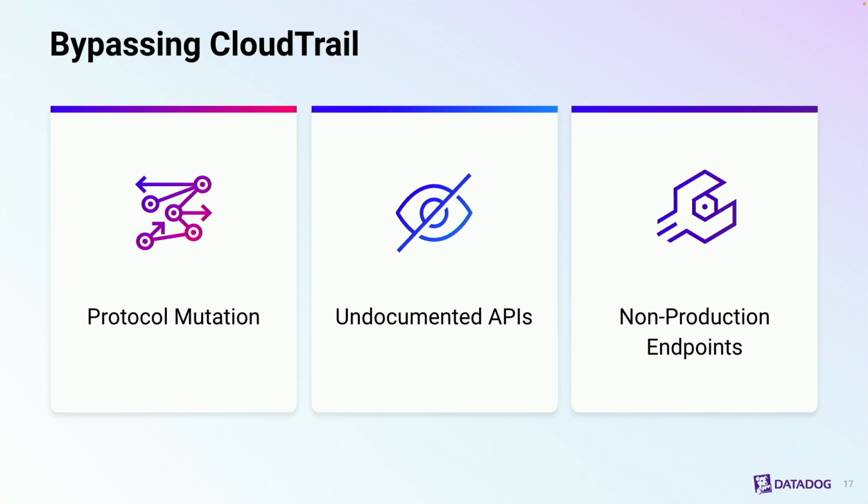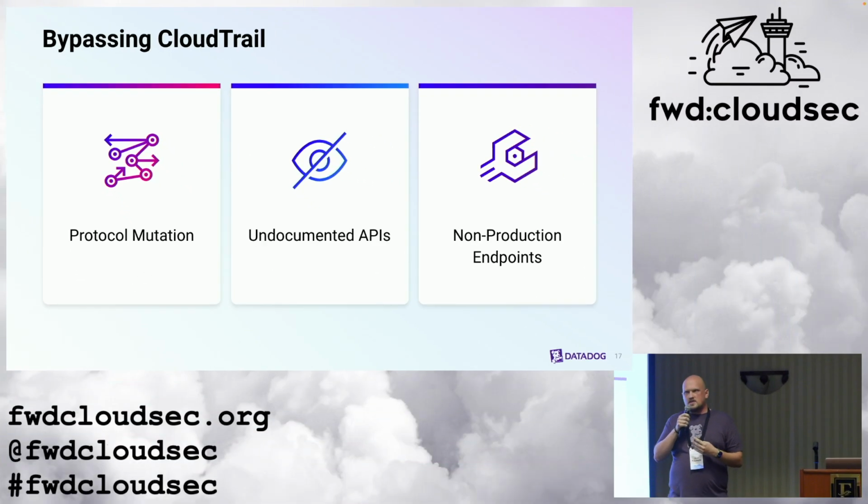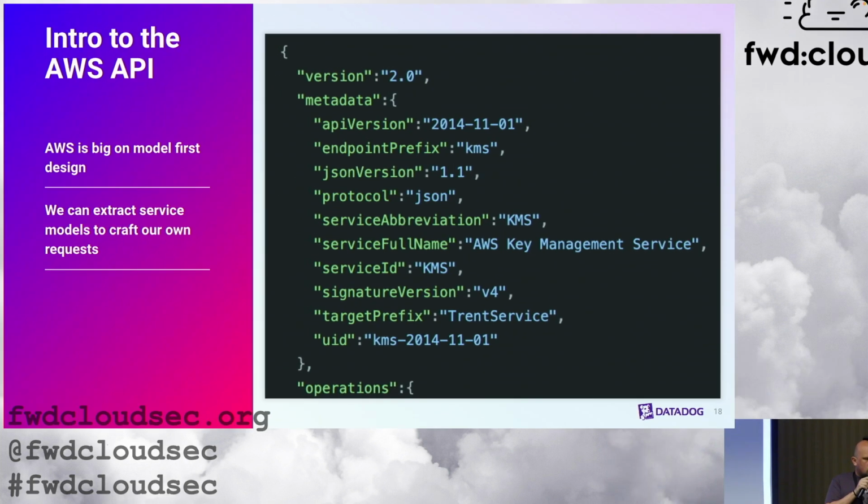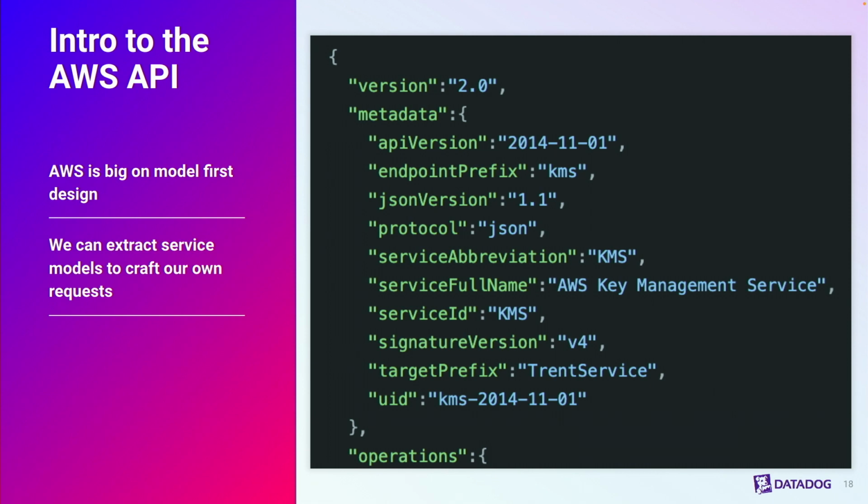And these are great because they help abstract away a lot of that complexity so that we don't have to deal with it. But if we're going to start attacking the API, we have to know a little bit about how it works. So, a quick level set, or a quick introduction to the AWS API. It's important to note that AWS is very big on what they refer to as model-first design. When they build a new service, before they write a single line of code, they first create a model that describes everything about that service: what the operations are, what the parameters for those operations are, and so on. And that model-first design carries over well into production.